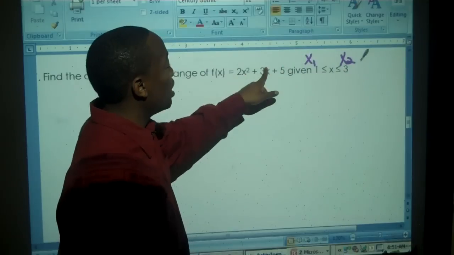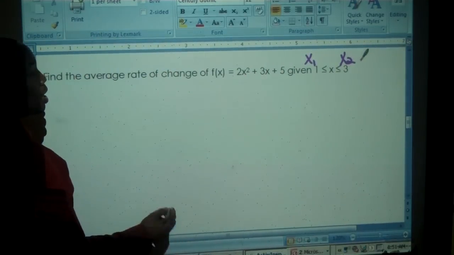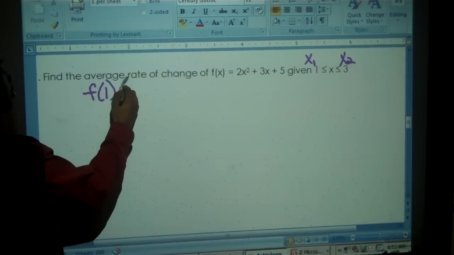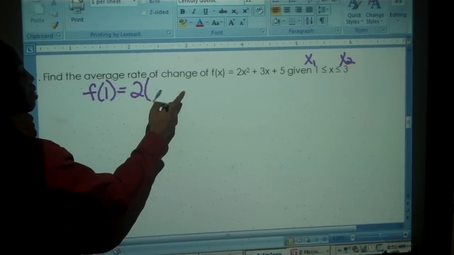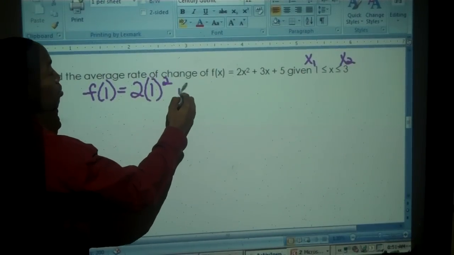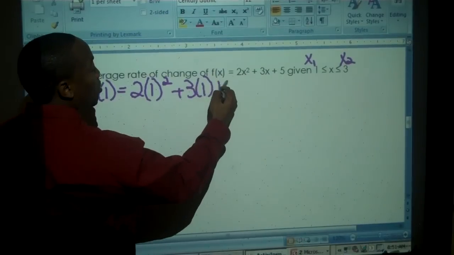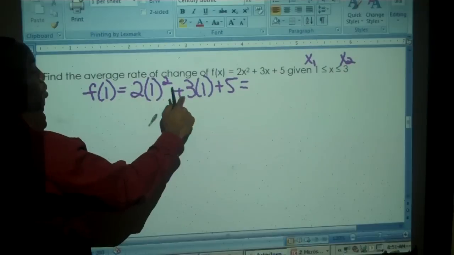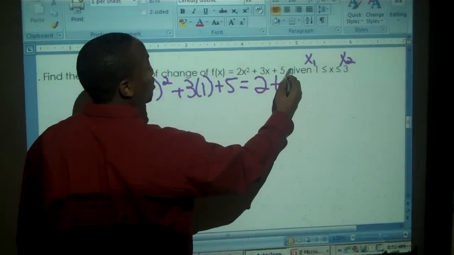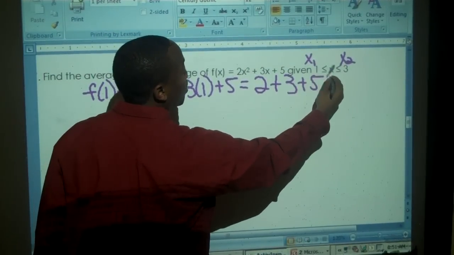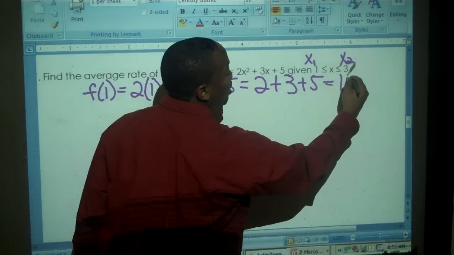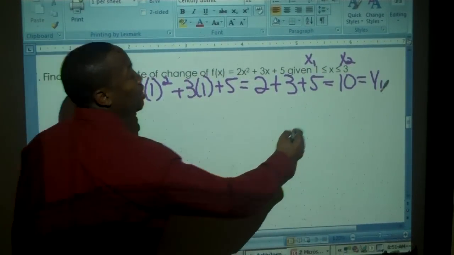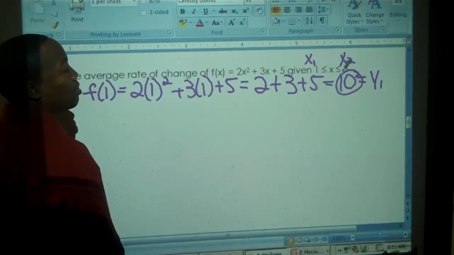We take this 1 and plug it into the equation, and we get our y1. So f of 1 is 2 times 1 squared plus 3 times 1 plus 5. So we do 2 plus 3 plus 5. So we get 5 plus 5, which gives me 10. That's going to give me my y1. Let me go ahead and circle that. 10 is going to be my y1.